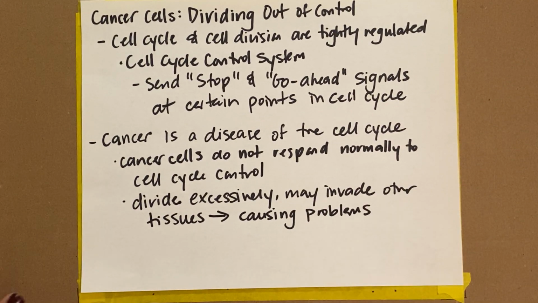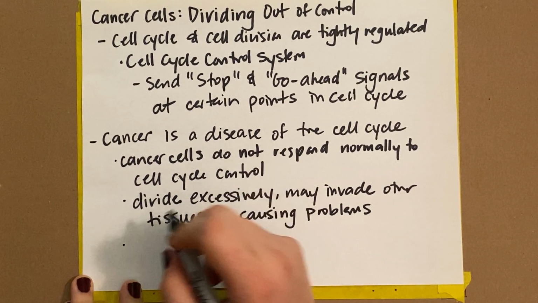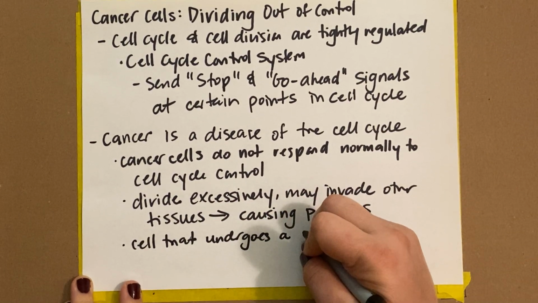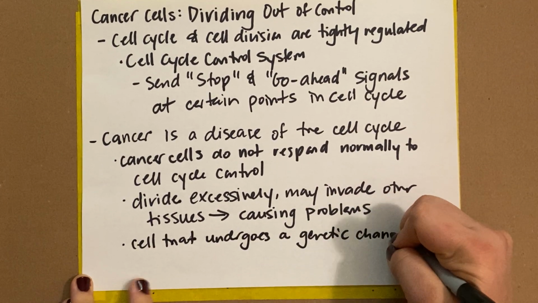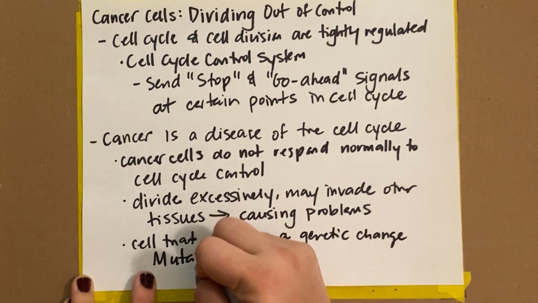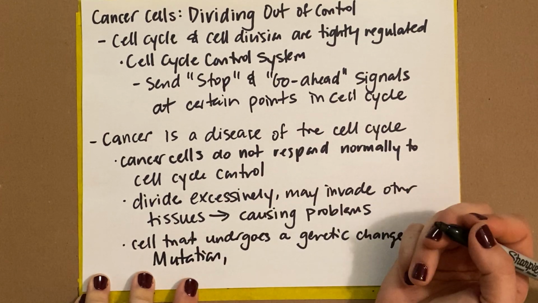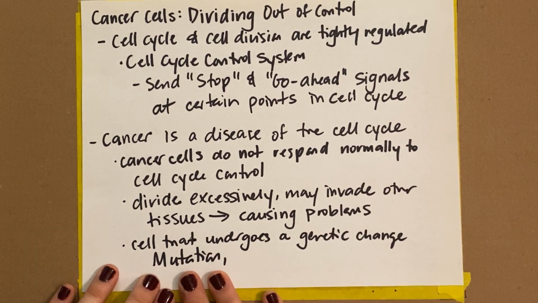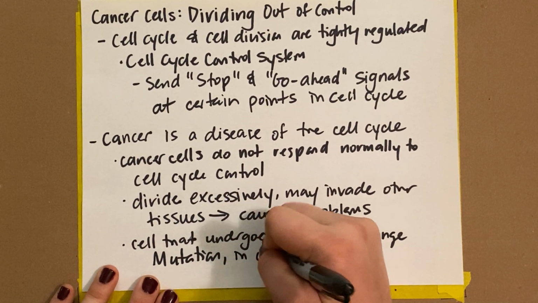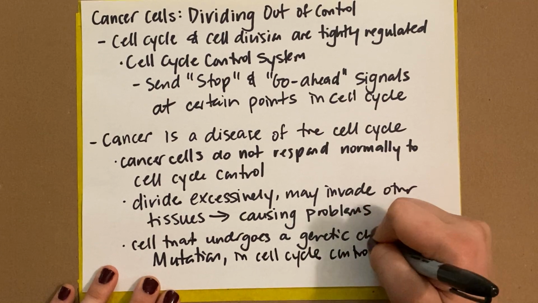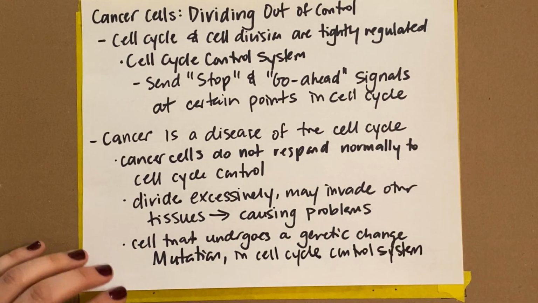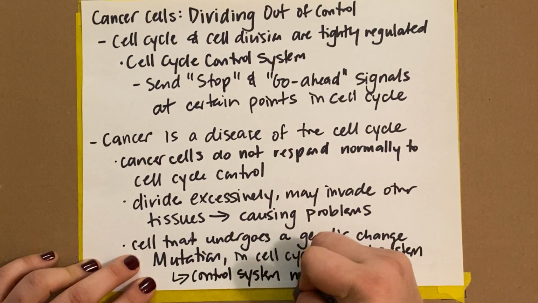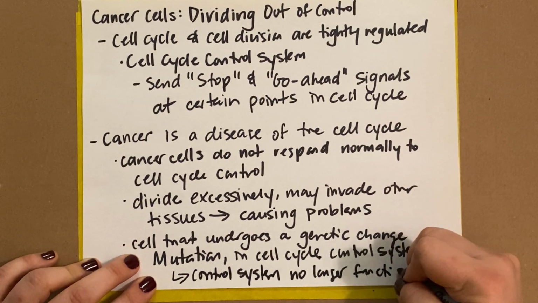Okay, now how cancer usually starts to develop is that there is going to be a cell that undergoes a genetic change, which we are going to call a mutation. And usually that mutation is going to be in the cell cycle control system. So some gene that's involved in the cell cycle control system is going to be mutated and changed. So what this means is that the cell cycle control system is no longer functioning correctly.